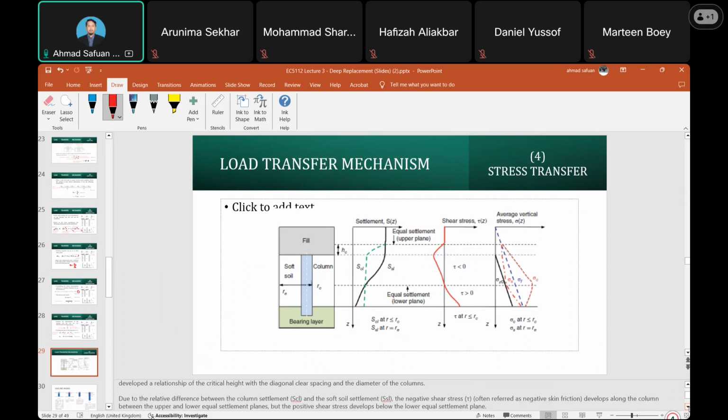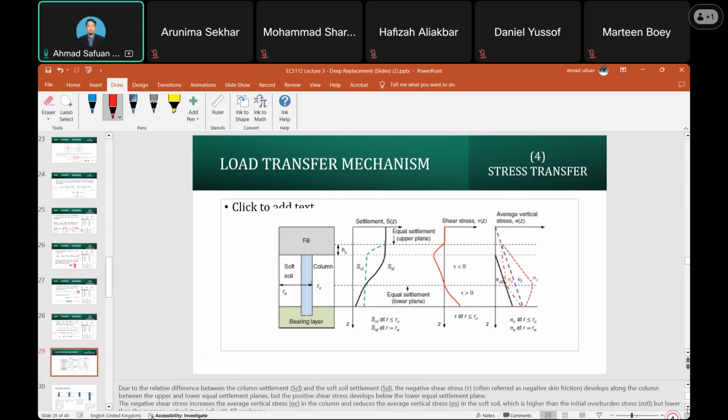Due to the relative difference between the column settlement, which is the SCL here, and the soft soil settlement, SSL, the negative shear stress, often referred to as negative skin friction, develops along the column between the upper and lower equal settlement planes, but the positive shear stress develops below the lower equal settlement plane. So that is for the shear stress.